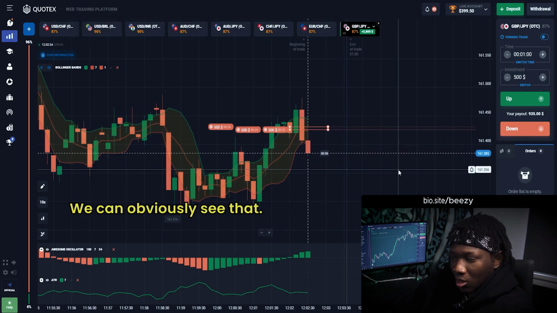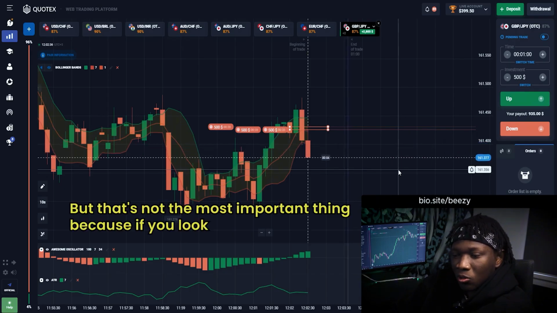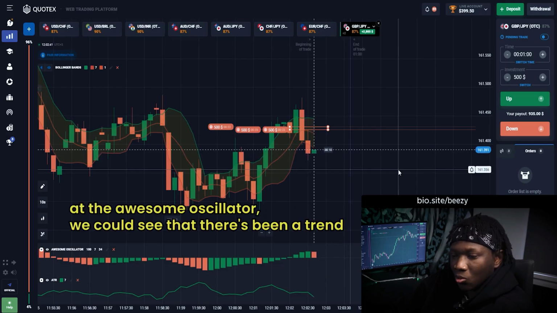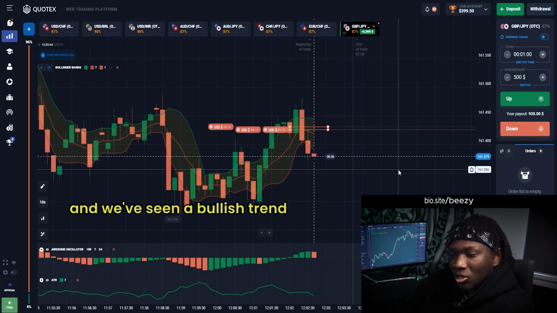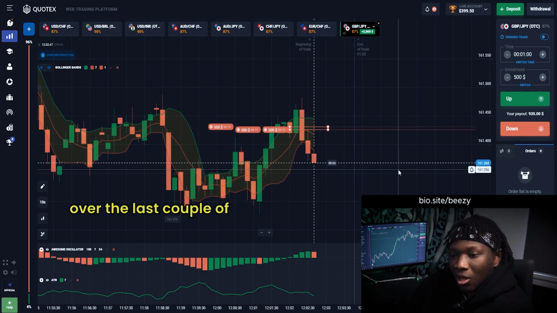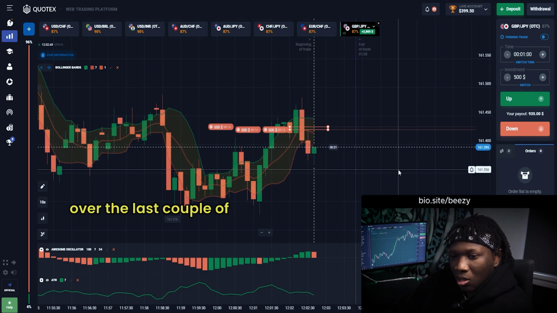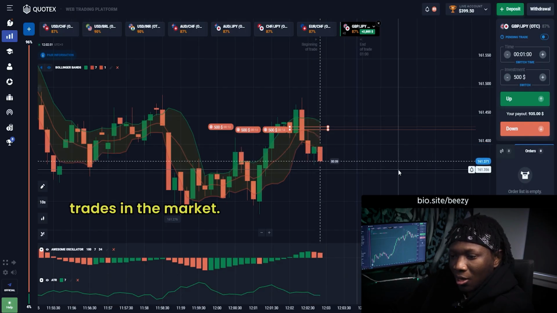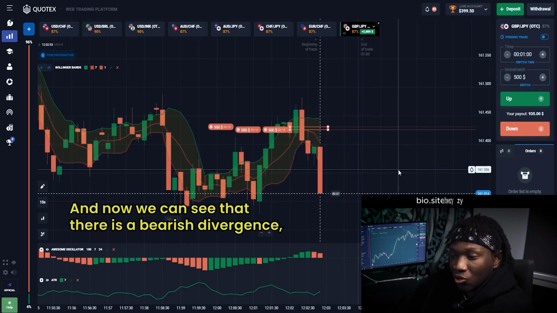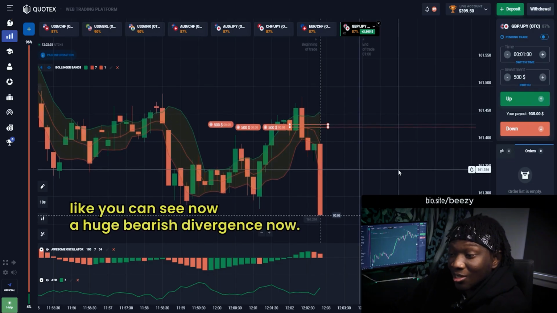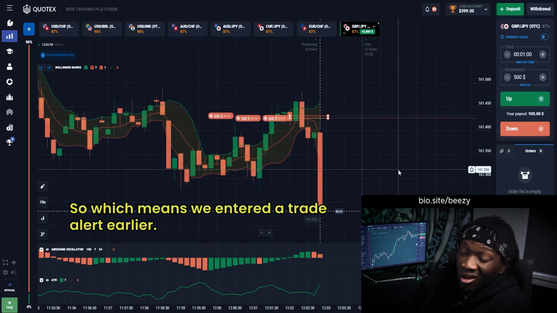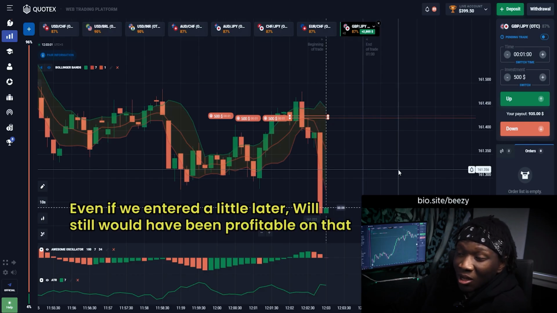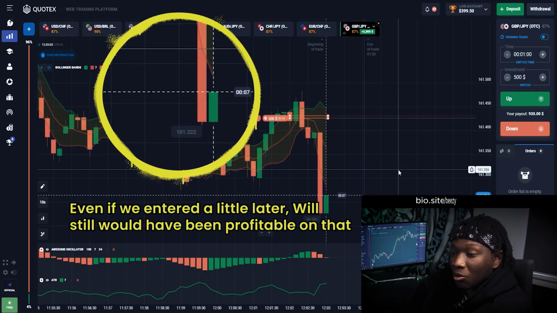We can obviously see that, but that's not the most important thing, because if you look at the awesome oscillator, we can see that there's been a bullish trend over the last couple of trades in the market, and now we can see that there is a bearish divergence. Like, as you can see now, huge bearish divergence. Which means we entered a trade a little early. Even if we entered a little later, we still would have been profitable on that trade.